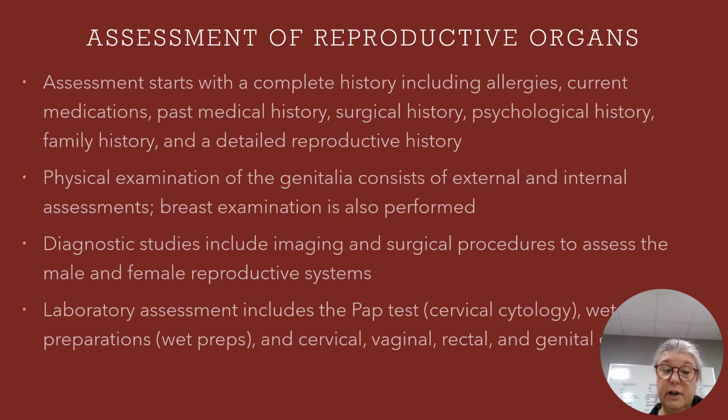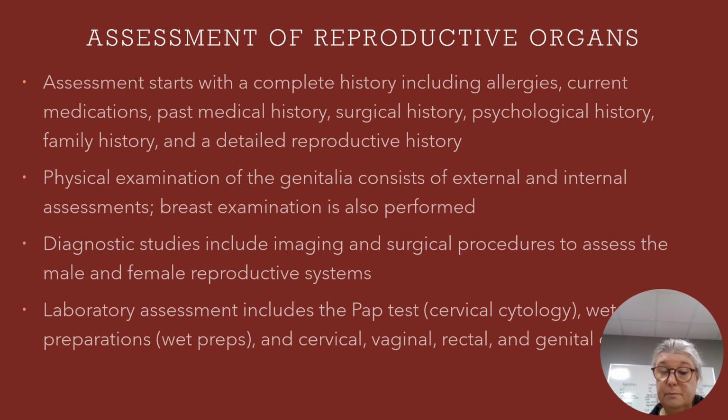Assessment of reproductive organs. So we're going to do a complete history, right? We're going to start with that. We're going to talk about allergies, meds, past medical history, surgical history, psych history, family history, and then detailed reproductive history, right? So all of those things. Physical exam of the genitalia consists of external and internal, and then also a breast exam on both males and females. Diagnostic studies, we may do imaging, there can be surgical procedures, lab assessments, right?